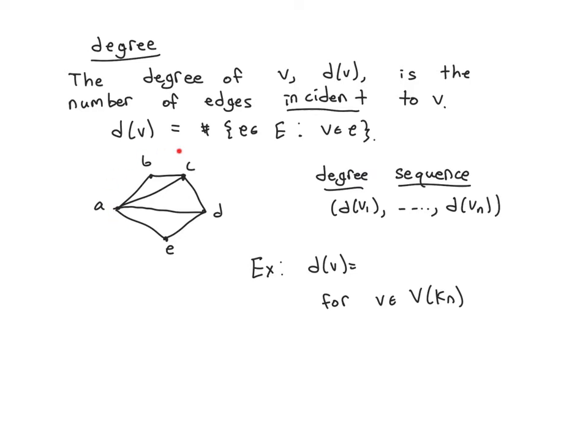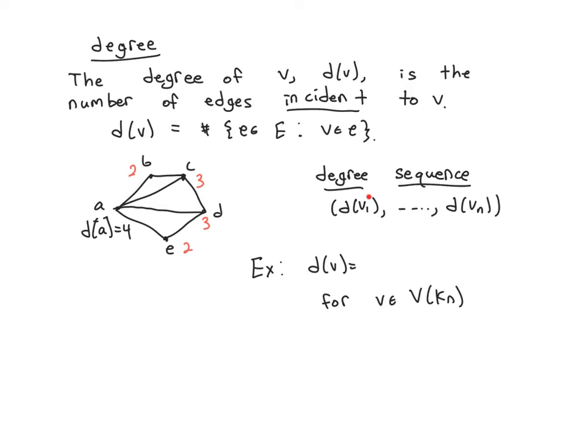So for instance, if we look at this particular graph, then the number of edges incident to A is 1, 2, 3, 4. So the degree of A is 4. Similarly, the degree of B is 2 because B is incident to 2 edges. The degree of C is 3 because C is incident to 3 edges. The degree of D is 3, and the degree of E is 2.